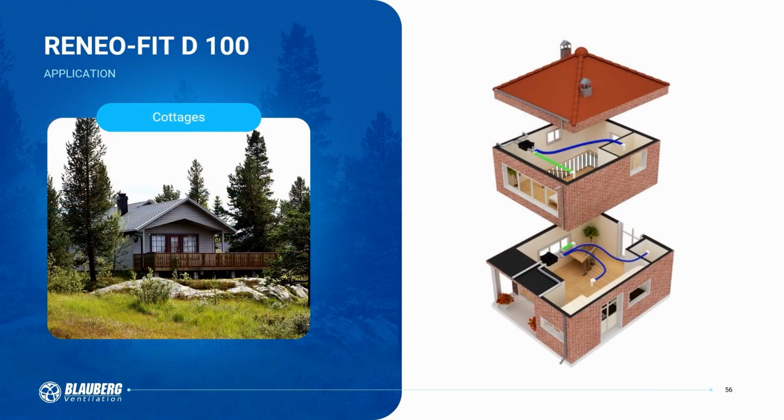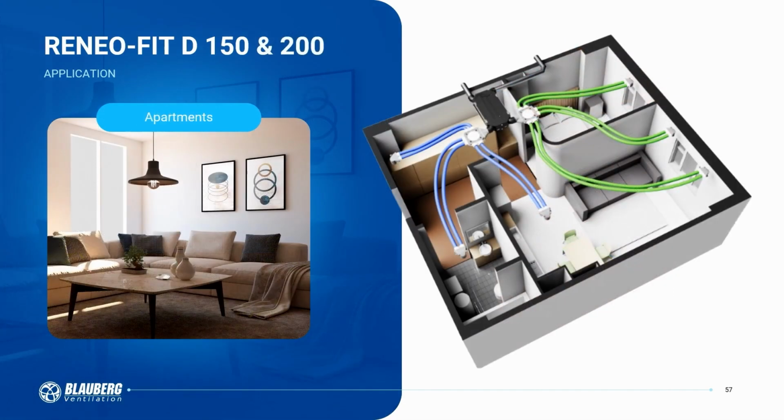Independent air exchange. In some cases, the compact size of the Reneo Fit D100 allows for the use of multiple units in one building, creating independent air exchange for different zones. Spaces with ductwork limitations. A solution based on the Reneo Fit D 150 and 200 for spaces where ductwork is restricted due to limited space.